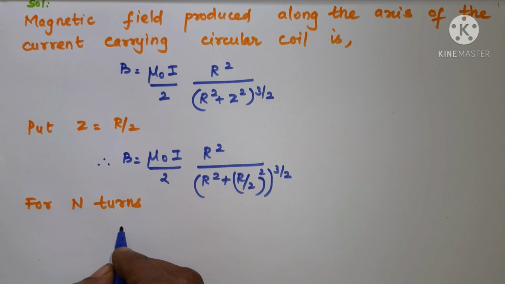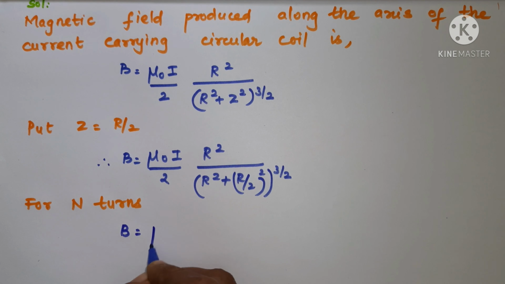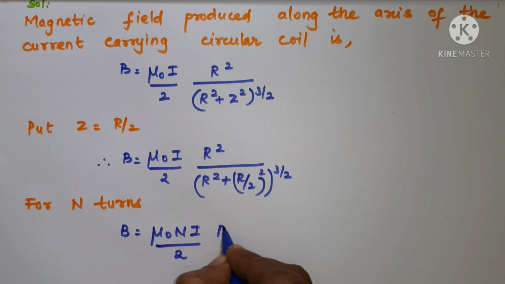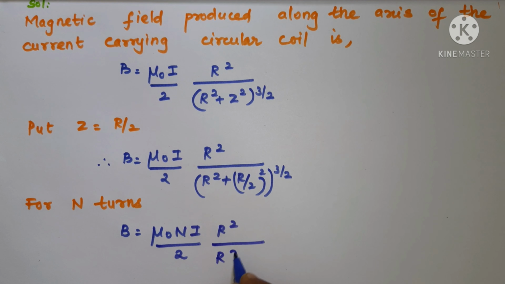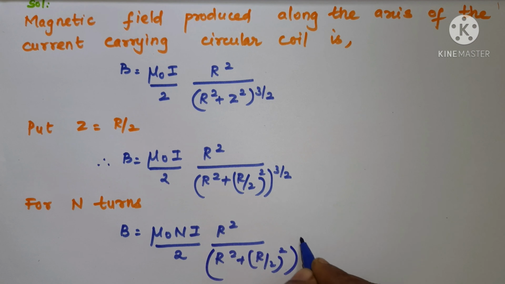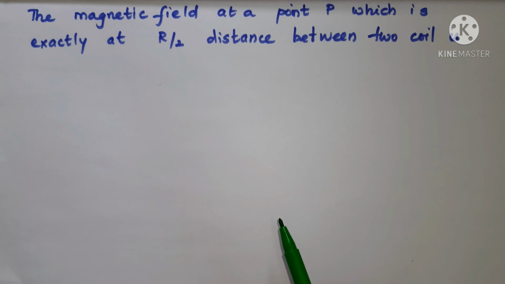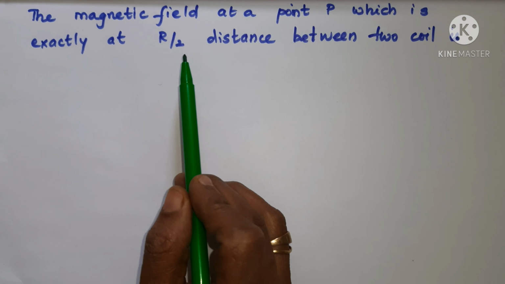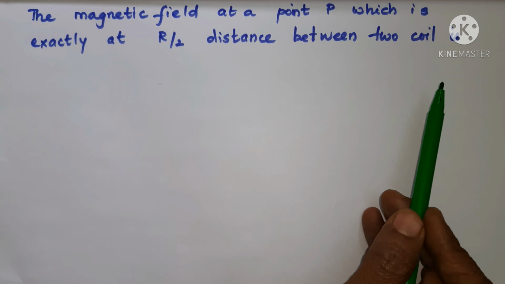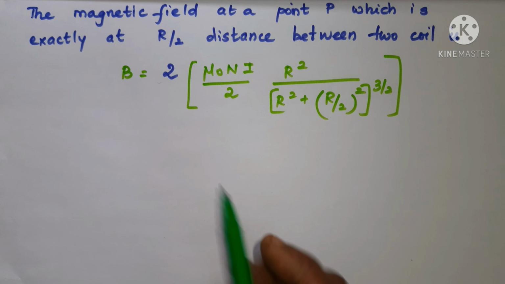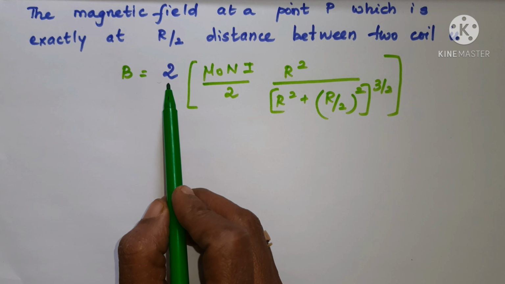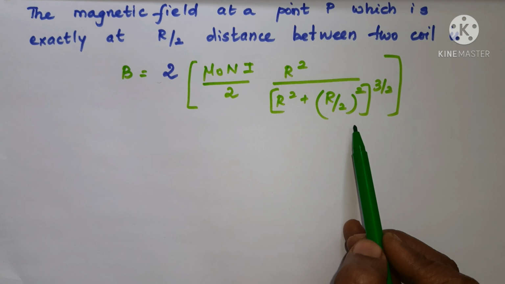And if there are n number of turns, we could write B is equal to mu naught N I divided by 2 into r square divided by r square plus r by 2, the whole square, the whole power of 3 by 2. So the total magnetic field at a point P, which is exactly at r by 2 distance between the two coils, is B is equal to, since two coils are there, twice that value.